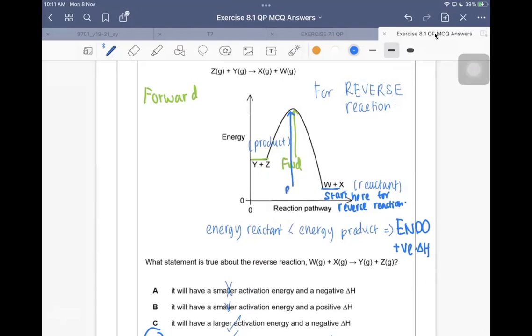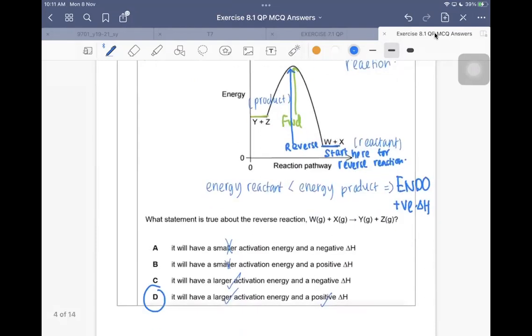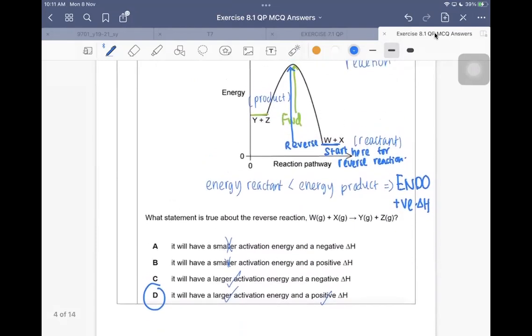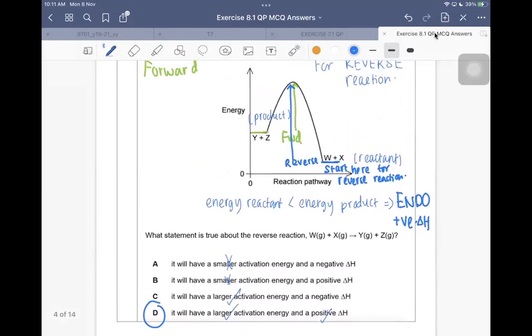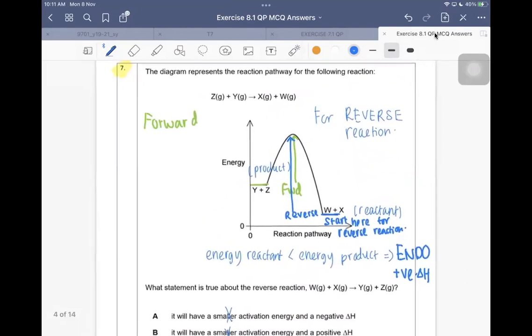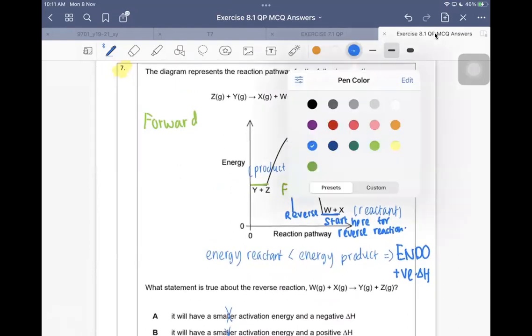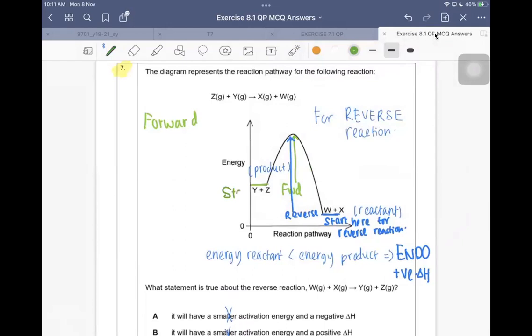So you can see the green and the blue arrow. The blue arrow is bigger. Okay, so that means the activation energy of the reverse reaction will be bigger, and it has a positive delta H because, as I said, it's an endothermic reaction. Right? I'll just label this Y plus Z, start here for forward reaction. Okay.